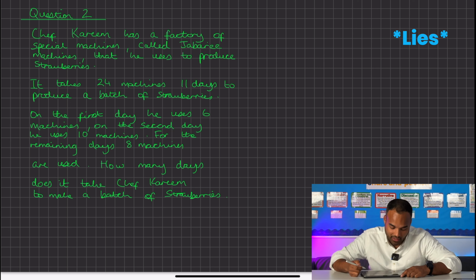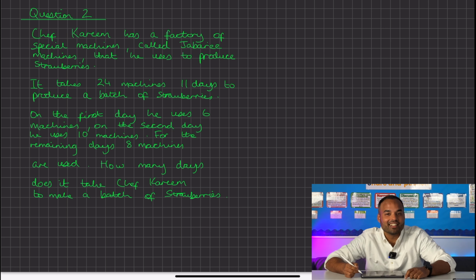So it takes 24 machines 11 days to produce a batch of strawberries. On the first day, he uses 6 machines. On the second day, he uses 10 machines. For the remaining days, 8 machines are used. How many days does it take Chef Kareem to make a batch of strawberries?